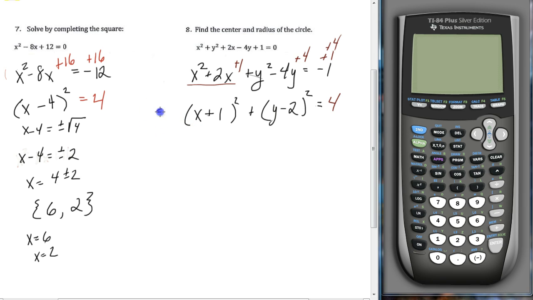Clean this up. This is the equation of a circle. And that's the notation. They didn't ask for the equation. They said find the center and radius. Now remember, the center is a point opposite what you see. So the center would be negative 1, positive 2. And the radius would be the square root of 4, which would be 2. That's a good question: double complete the square. Let's go to the next one.